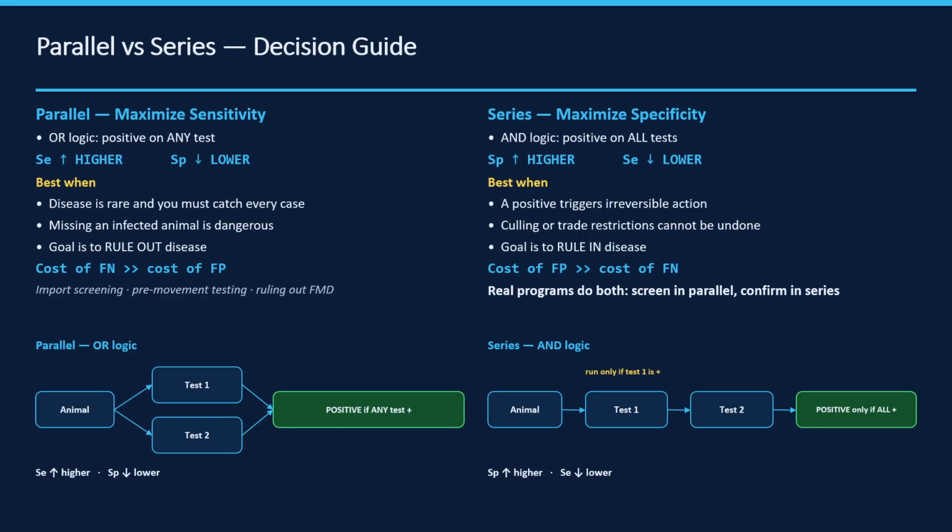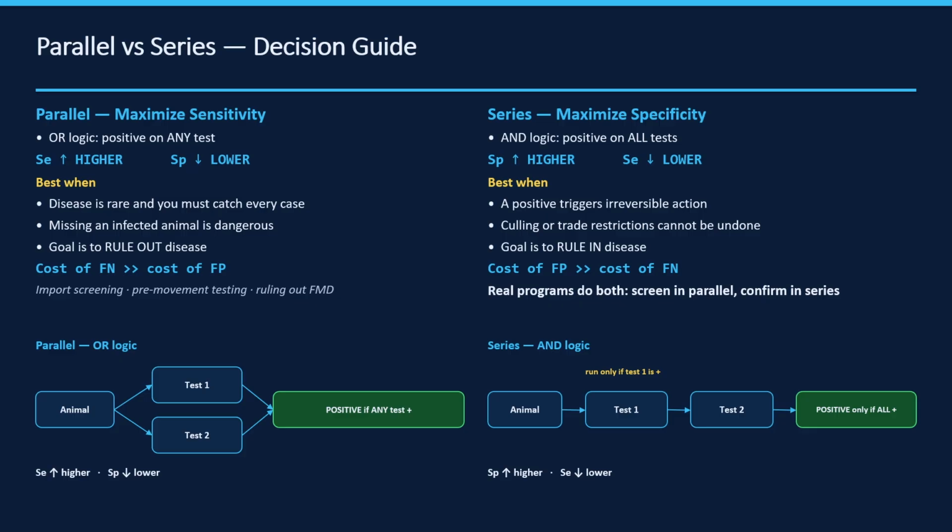Emphasize this, because this is the practical decision and it's very examinable. Parallel testing, OR logic: higher combined sensitivity, lower combined specificity. Choose it when the disease is rare, when missing an infected animal is dangerous, and when your goal is to rule out disease. That is, when the cost of a false negative far exceeds the cost of a false positive. Import screening, pre-movement testing, ruling out FMD in a suspect herd.